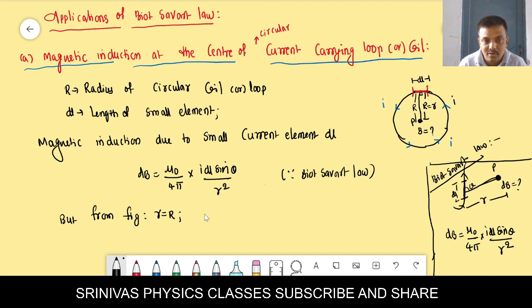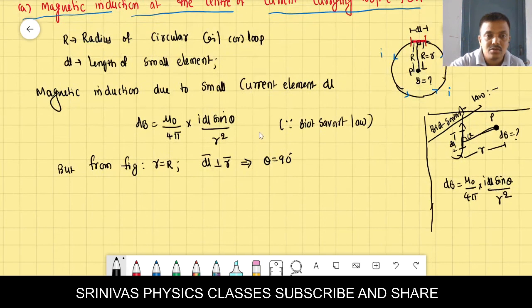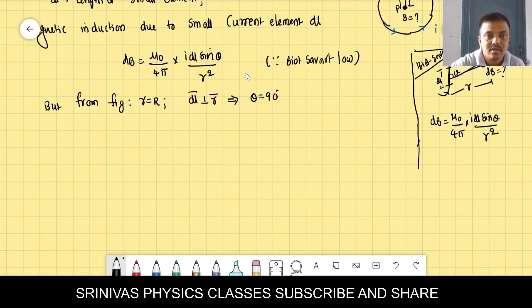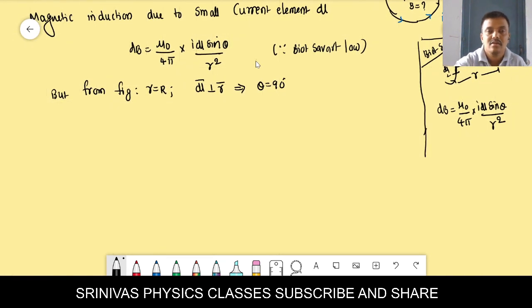One more point we write here: dl vector perpendicular to r vector from the figure. The angle between dl and r is 90 degrees. You see here, dl is like this, the red color one, and r is the black color line joining the center. The dl and r are perpendicular to each other, 90 degrees. You substitute in the above formula. Understood this step? Why are you not giving the reply?